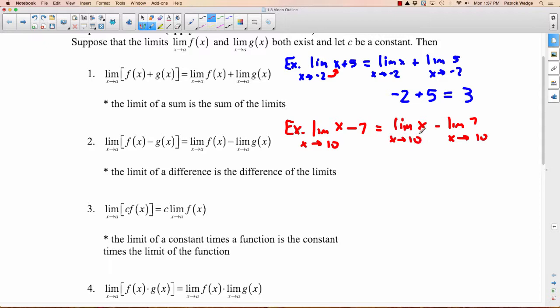As x approaches 10, x approaches 10. I know that's kind of silly to say that way, but that's what it does. You just plug that 10 into the x, and as x approaches 10, 7 approaches, well, 7 is 7. So we just get 10 minus 7 equals 3. All right, the next one.